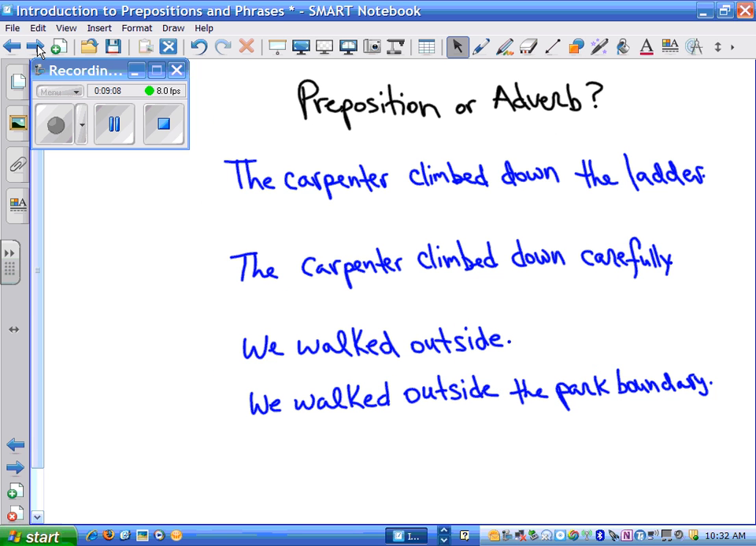Now, as I said earlier, sometimes those prepositions in a different sentence might be an adverb. And you might be feeling like, oh my God, not again. How am I going to keep all this straight? A word in one sentence is an adverb, and in another it's a preposition. As crazy as it seems, it's true. So here we go. The carpenter climbed down the ladder.